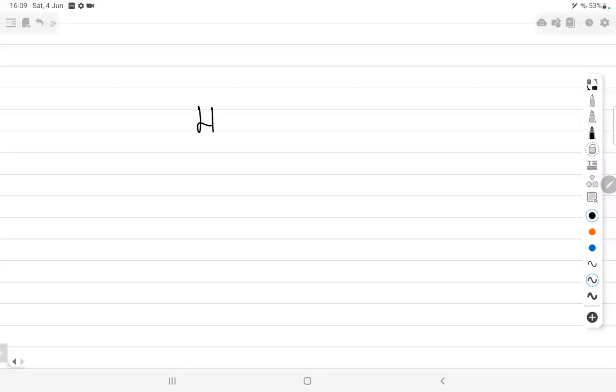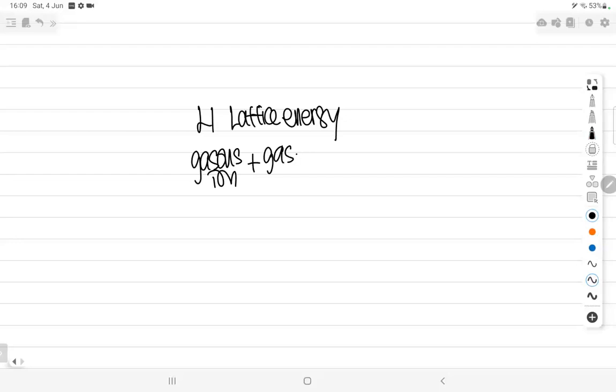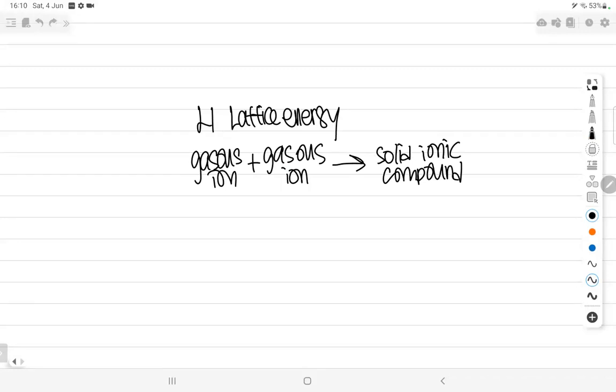In lesson number 1, we started on a concept called lattice energy. We learned what lattice energy is. The key is that we want the gaseous ions to combine with each other so that they become a solid ionic compound. When the gaseous ions combine to form a solid ionic compound, they release energy. This energy they release is called lattice energy. The symbol is delta H, LATT.